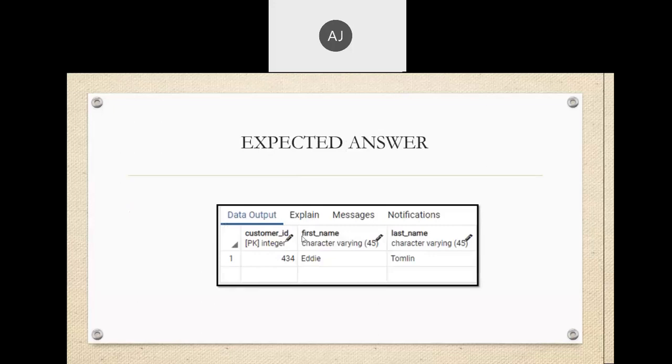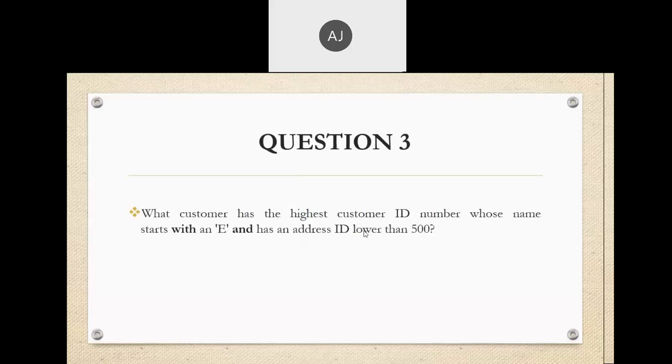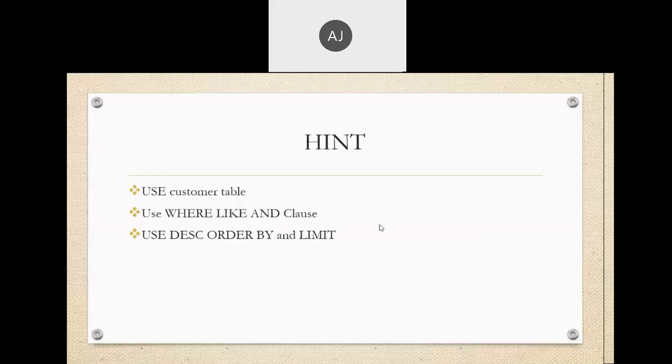Here is the output. The customer ID is 434, the first name is Eddie and the last name is Tomlin. So here is the highest customer ID whose name starts with E and whose address ID is below 500. So how will we divide that? First of all, we need to check the table. What will be the hint? Use the customer table, use where, like, and clause, use descending order by and limit.